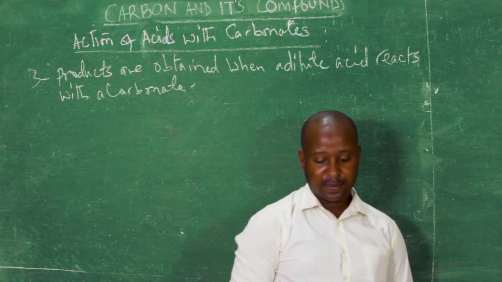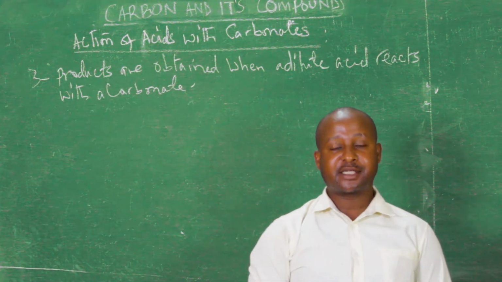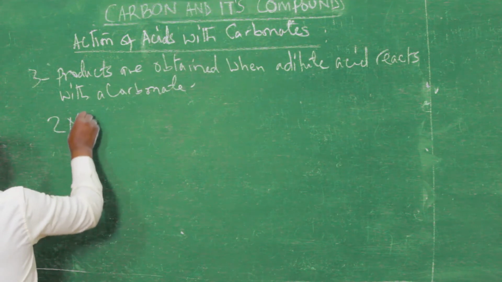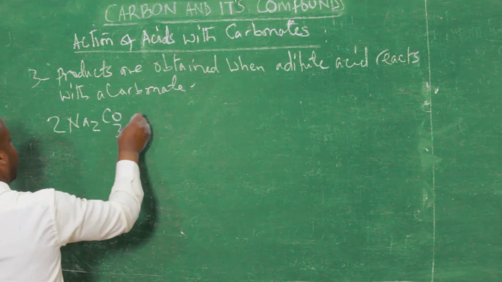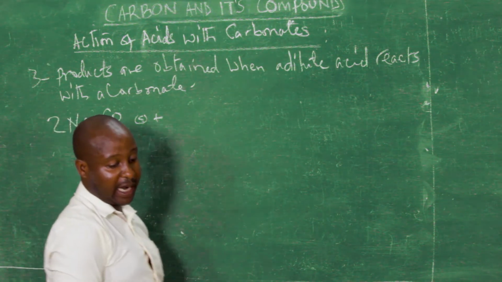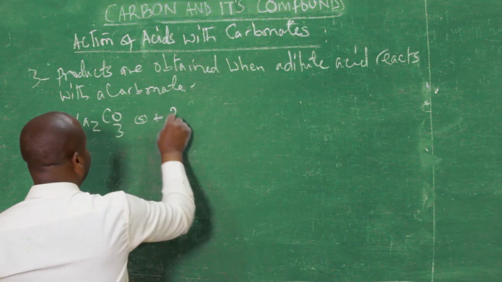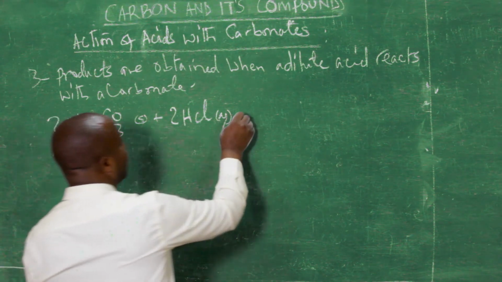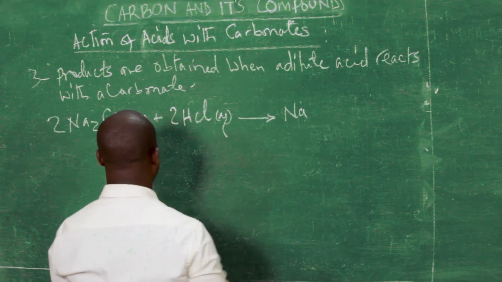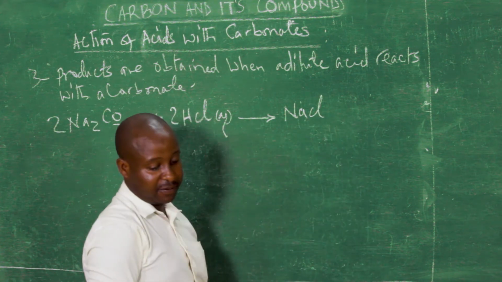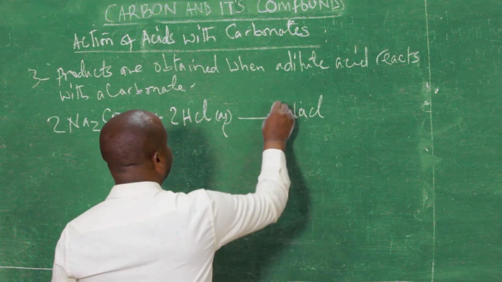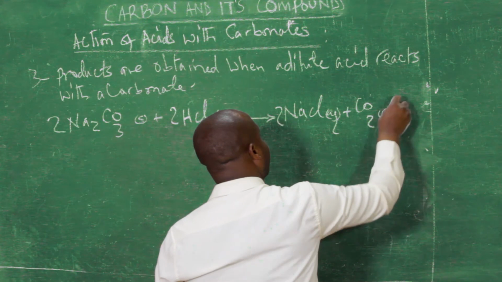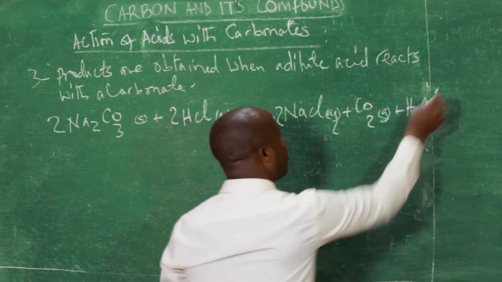Take for example, when sodium carbonate reacts with dilute hydrochloric acid, we shall have sodium chloride, 2 moles in aqueous state, plus 1 mole of carbon dioxide gas, and plus 1 mole of water.